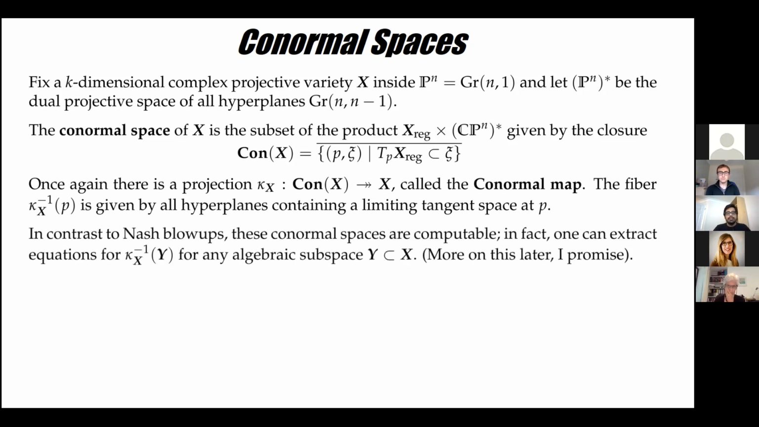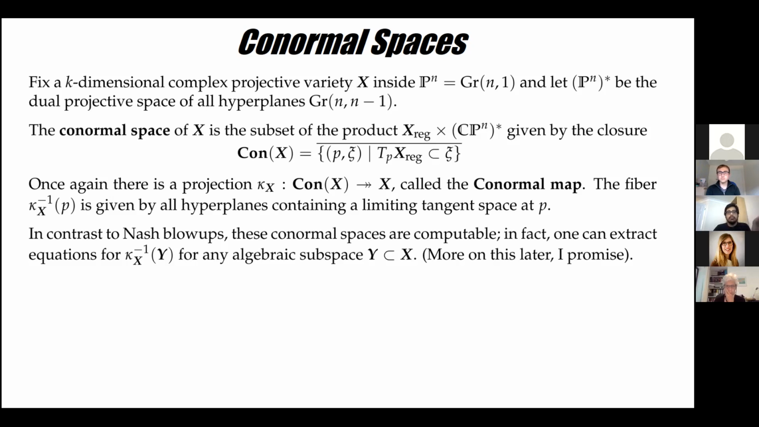And the good news is that unlike Nash blowups, I can tell you, if you give me equations for, in fact, any subvariety Y, how to get the fiber with respect to this conormal map. So in particular, if you set Y equals X, then you get equations for all of the conormal space.